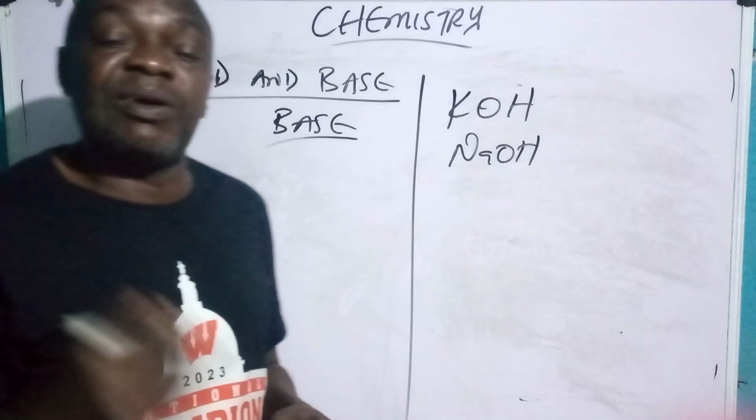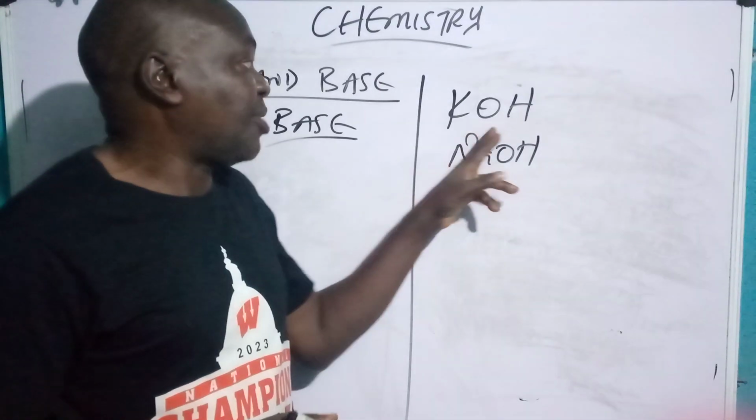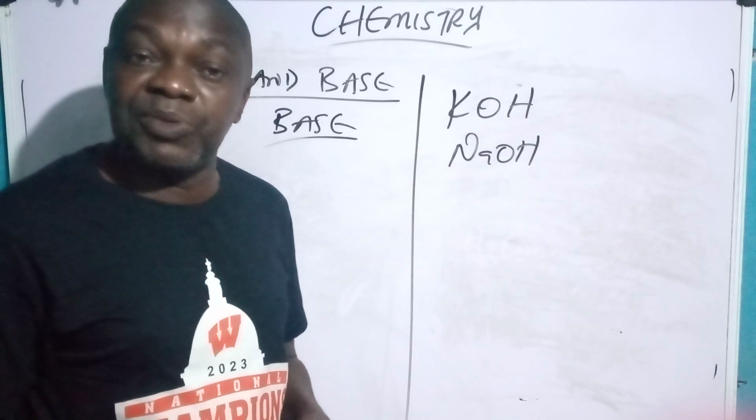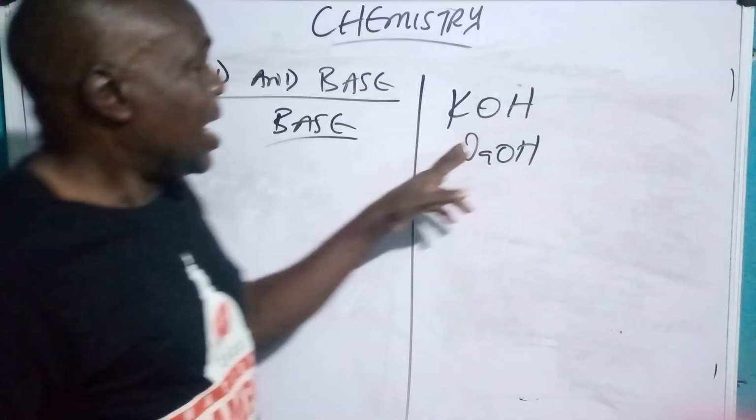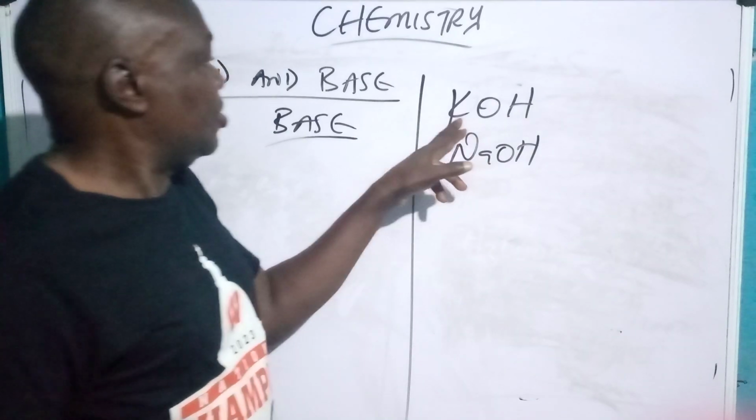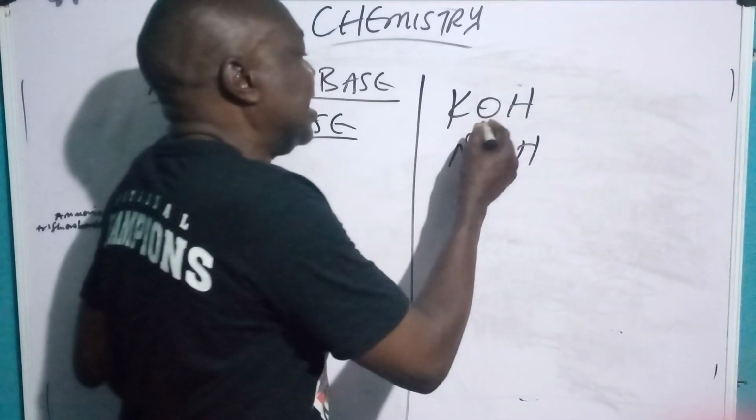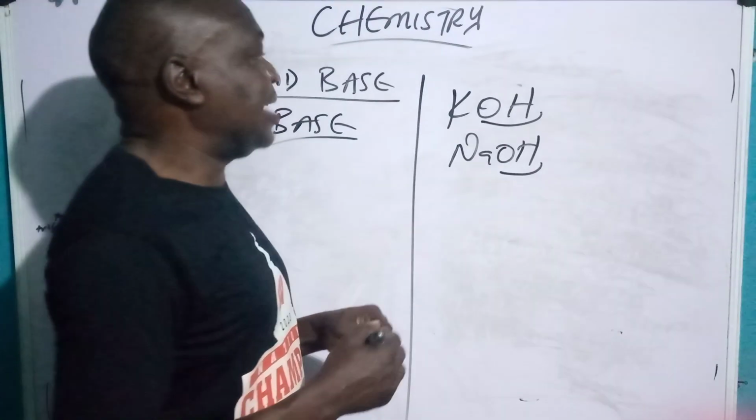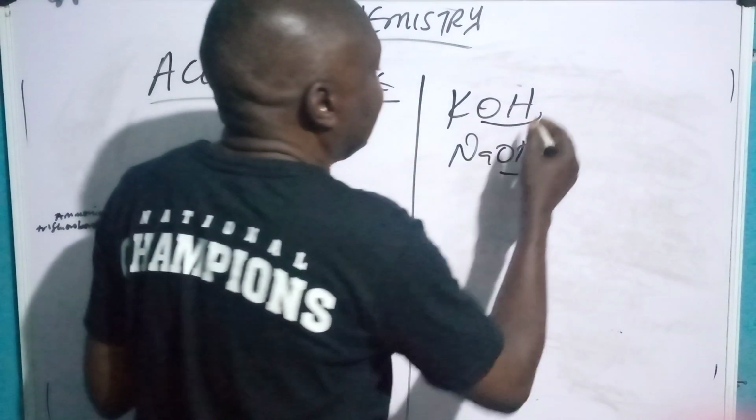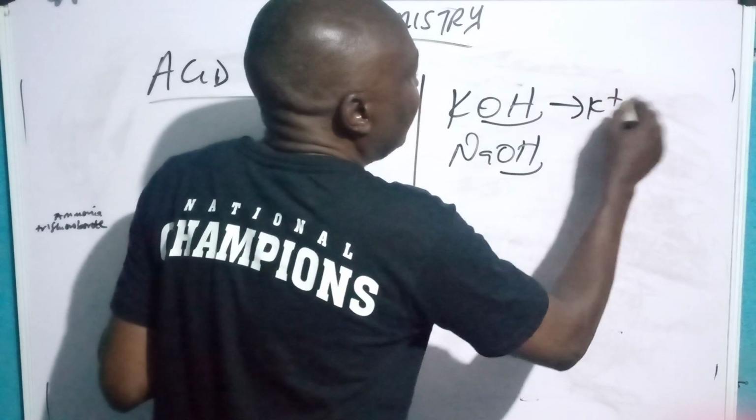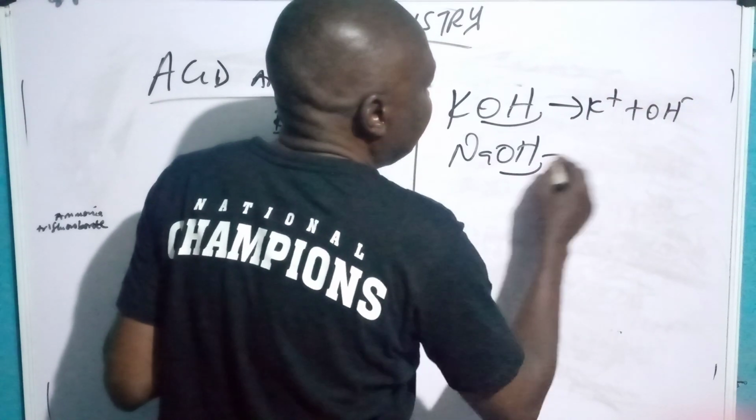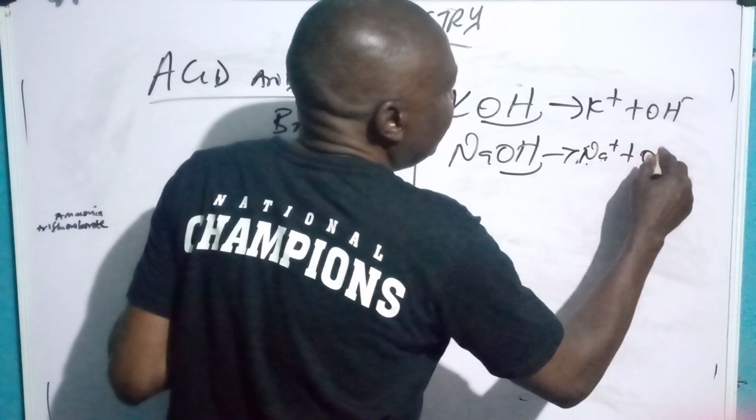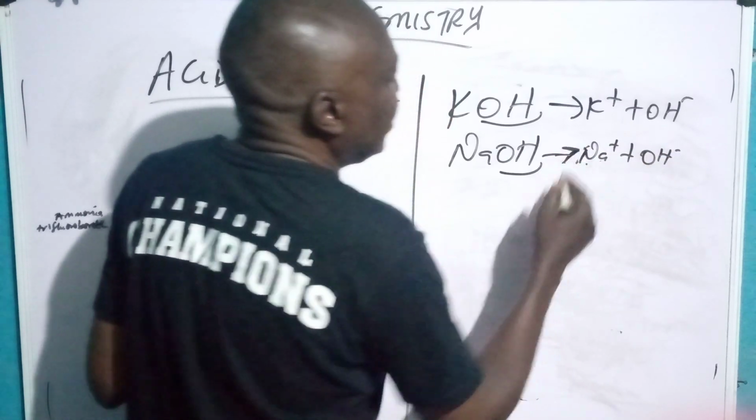Concentrated means we'll deal with that in subsequent videos. In their concentrated form, they are very corrosive. That is, they can damage the skin. You don't play with them. How do we know it's a base? You have the OH. The presence of this hydroxide group makes it a base. Just like the acid can dissociate, a base also can dissociate to produce K plus OH minus, Na plus OH minus. So all these ones are bases.